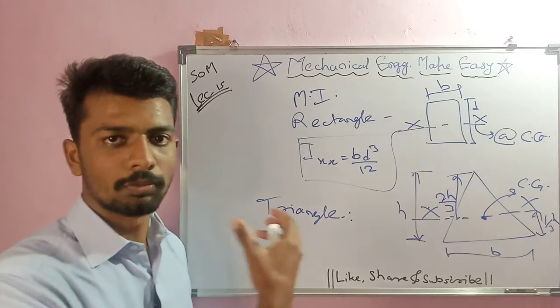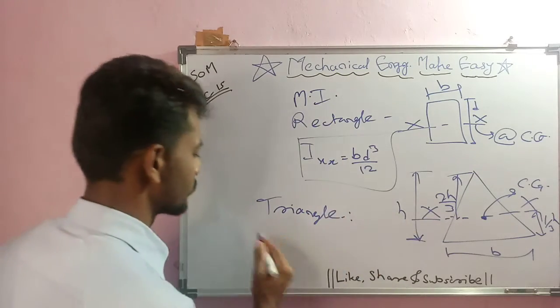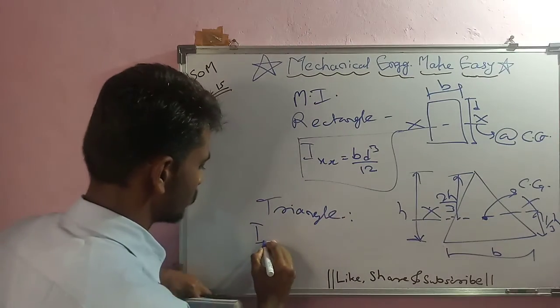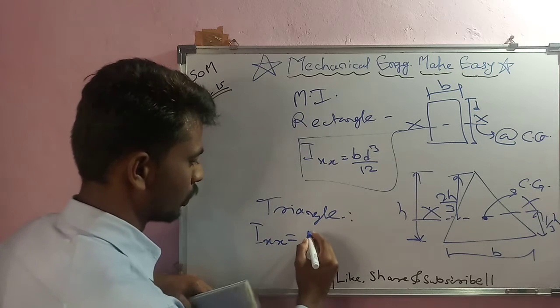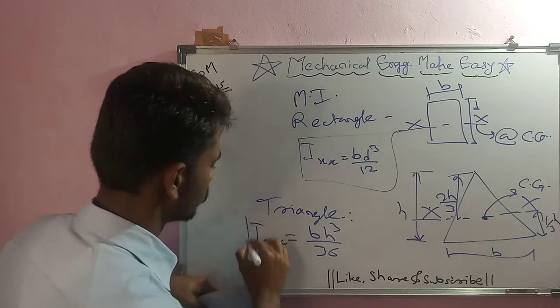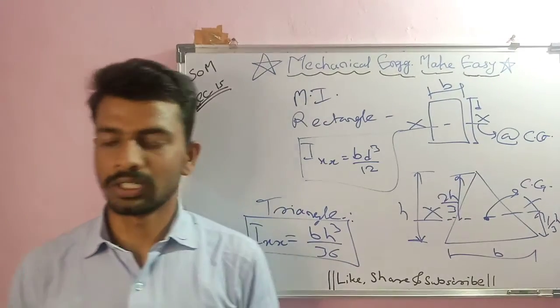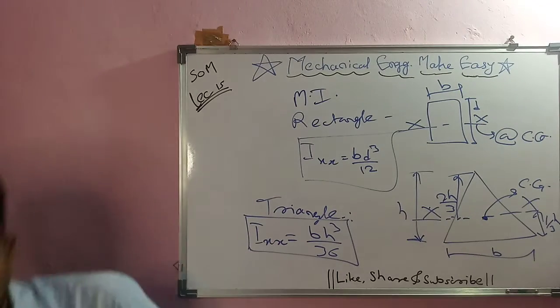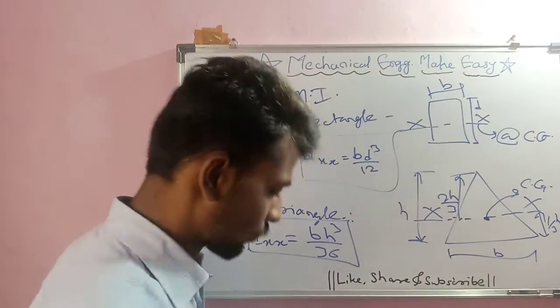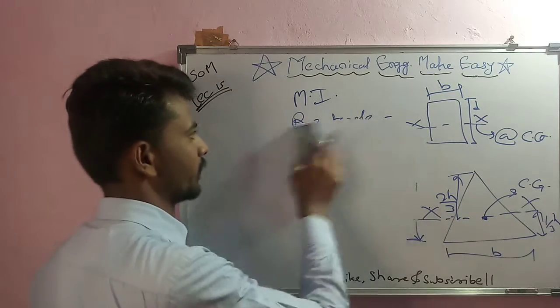So what exactly is the formula to calculate the moment of inertia of a triangle at the CG? That is nothing but again Ixx equal to BH cube upon 36. So note down this formula. These both formulas are too much important. And similarly, we will look at the formula for a circle also, because these three are common shapes that we use everywhere.